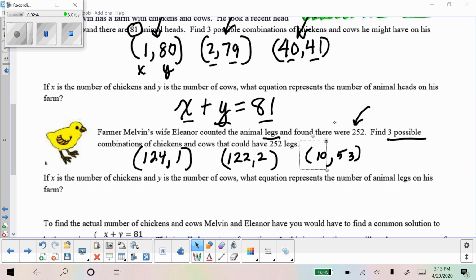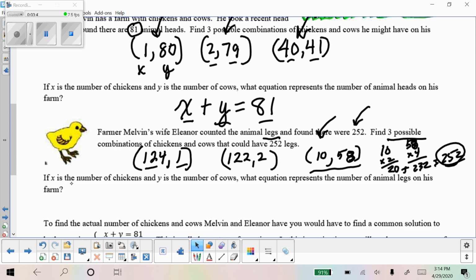Now, to verify that these are correct, remember that my first number is chicken, so for this last one here I would have to do 10 times 2, because each chicken has 2 legs, and that would equal 20. Then 53 times 4, because each cow has 4 legs, so that'd be 220, and 12 is 232. I think I did my math wrong on that one. I'm going to have to change that answer. That one would be 58, I believe. So 58 times 4 is 232. So then add those two together. These are all the legs. So 20 plus 232 is 252 legs. So that one works. So to verify them, you multiply the number of chickens, the first number, times 2, plus the second number times 4. And if that totals 252, then it's a possible combination.